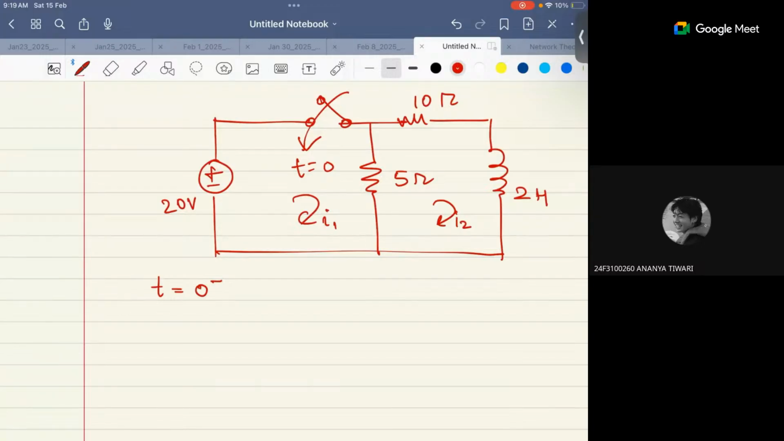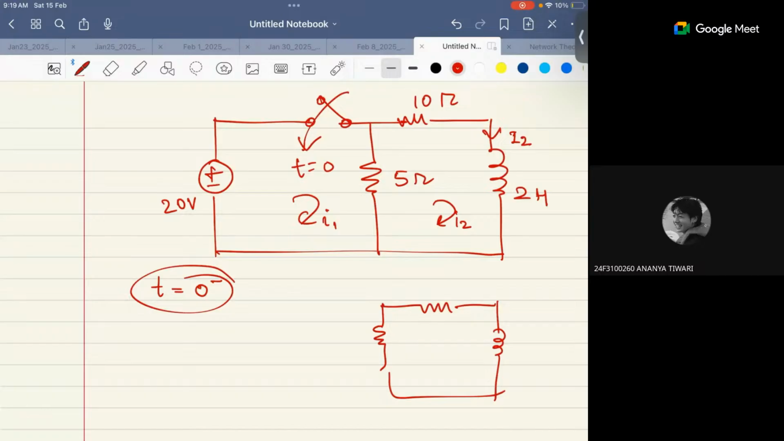Is there any current I2? At t equals 0 minus, the circuit was open, right? So your circuit is something like that. You just have an inductor and two resistances. There is no source, neither current source nor voltage source. So the current will be 0, correct? So the current I2 will be 0 at 0 minus. That means there was no current flowing just before the circuit was closed.